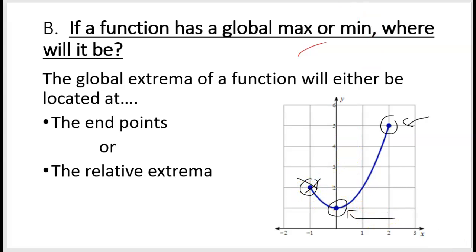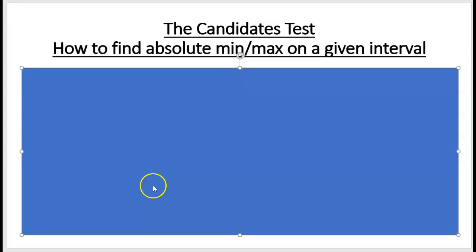So the EVT, the extreme value theorem, tells us that there is an absolute min or a max, but it doesn't tell us where. But the good news is we know where to look anyway. We either are going to look at the endpoints or we're going to look at the relative extrema, and that is where the absolute min or max would have to be located. All right, and that brings us to the big question then. How do we find the absolute min and max?